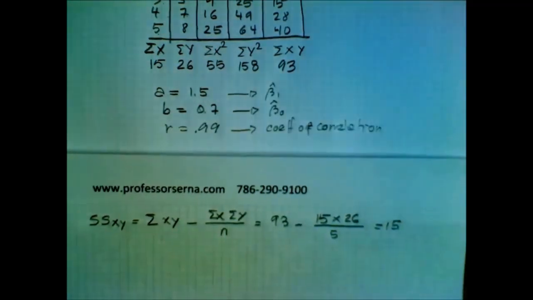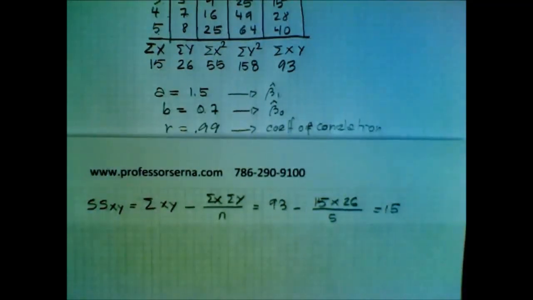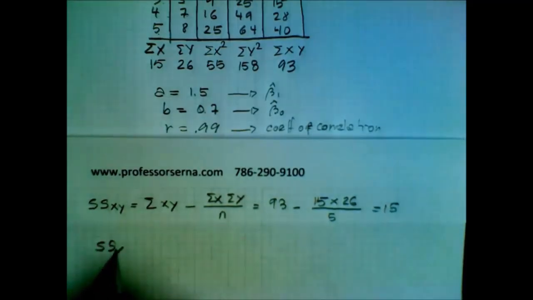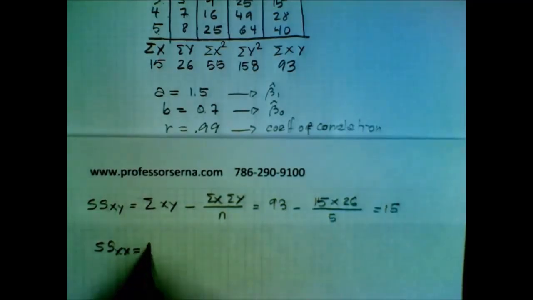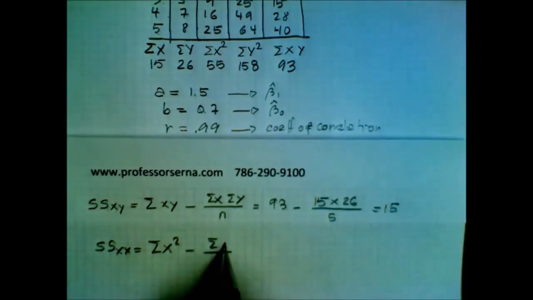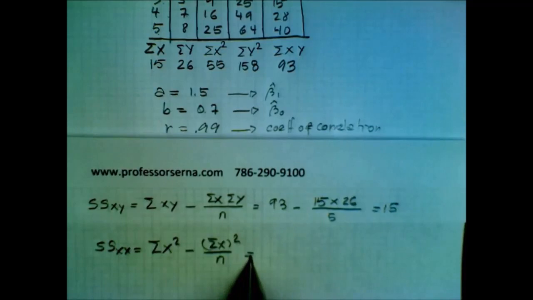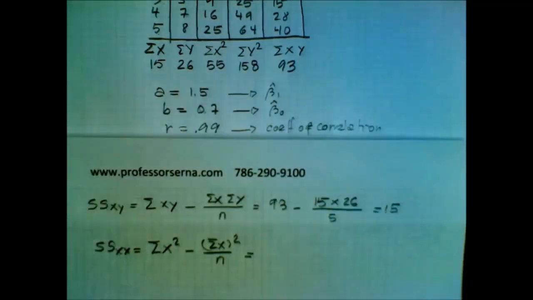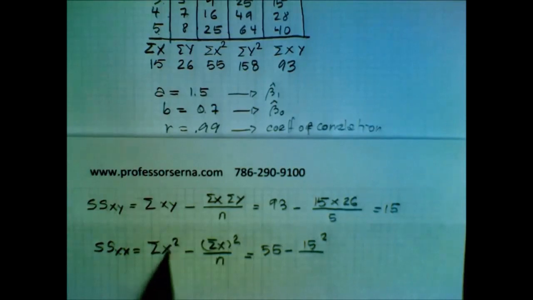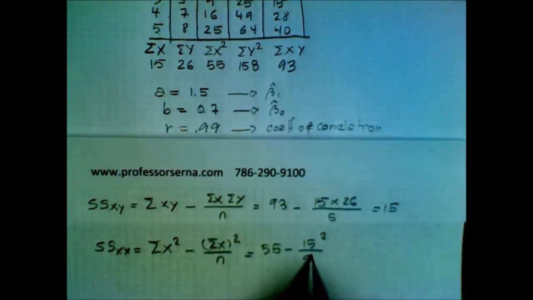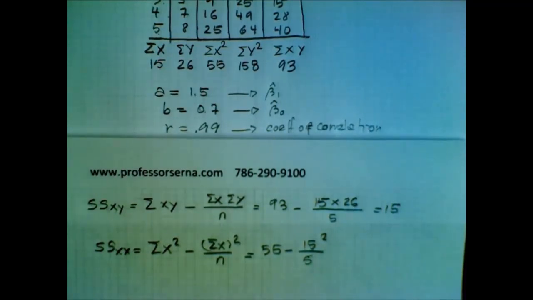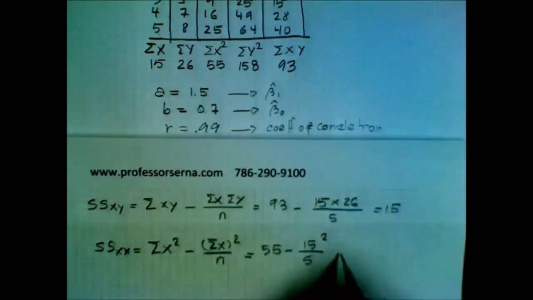Now, in addition to SSXY, we're going to need SSXX. SSXX is the sum of X squared minus the sum of X, squared, divided by N. The sum of X squared is 55 minus the sum of X, which is 15, and that goes squared. Notice that the sum of X squared is very different from the sum of X, squared. In one we're adding the individual squares. In the other we're adding the individual values of X and then squaring. So two different things, okay? And N is 5, so with the calculator, 55 minus 15 squared divided by 5 is 10.